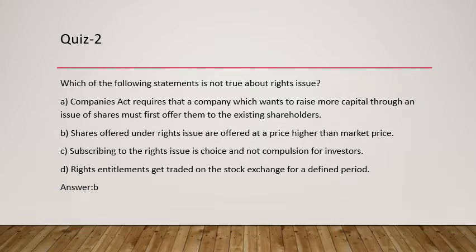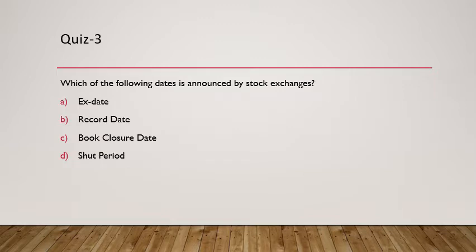We move on to question number 3, which is the third quiz. Which of the following dates is announced by the stock exchanges? Now, whenever there's a corporate action event, different kinds of dates are used in context of this corporate action. So some of the dates are announced by companies and some others are announced by the exchanges also. So let us look at these dates.